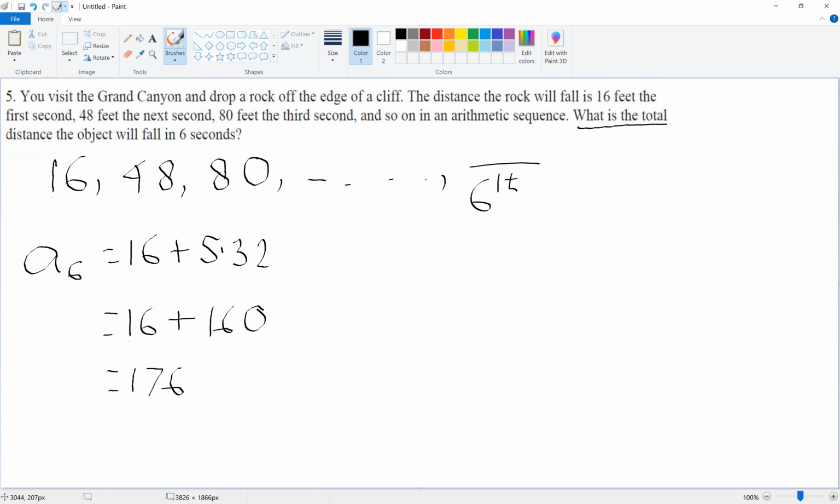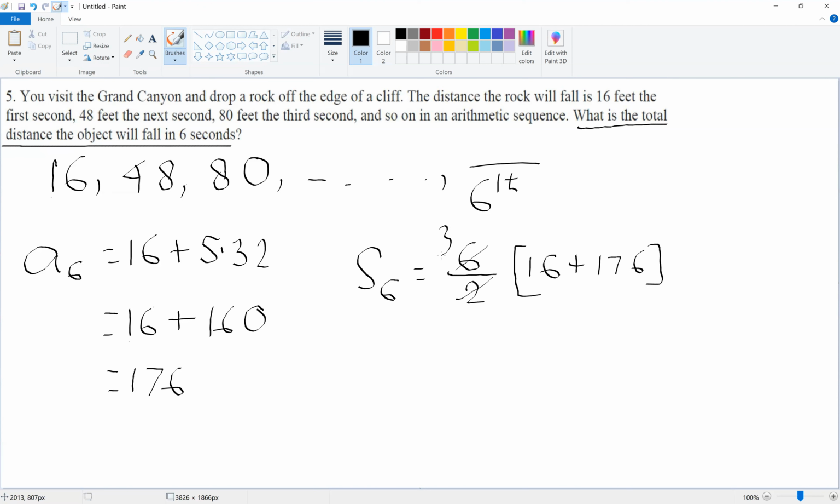But he's asking for the total distance. So then it would be S6 equals 6 divided by 2, and then in parentheses, oh yeah. So 3 times this. Yeah, that's what I got.